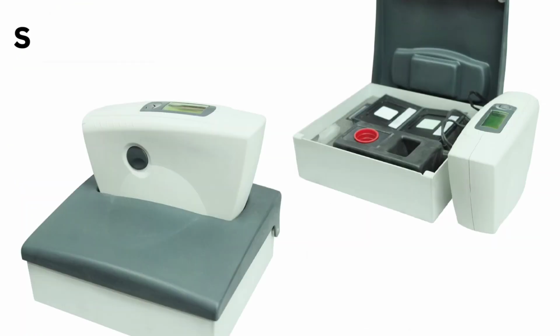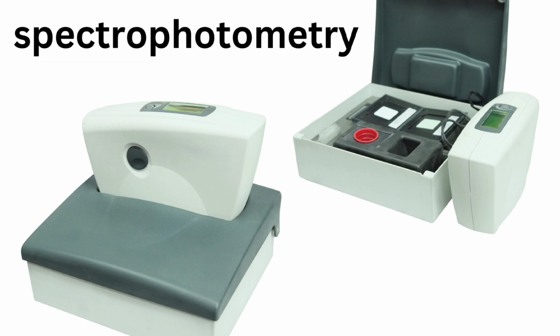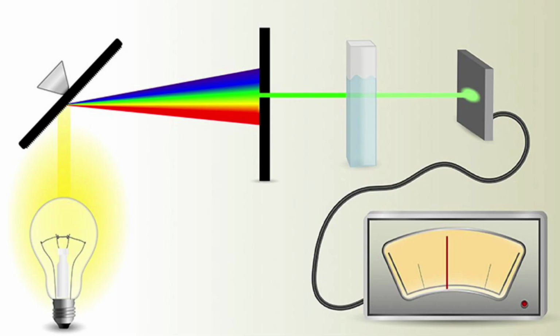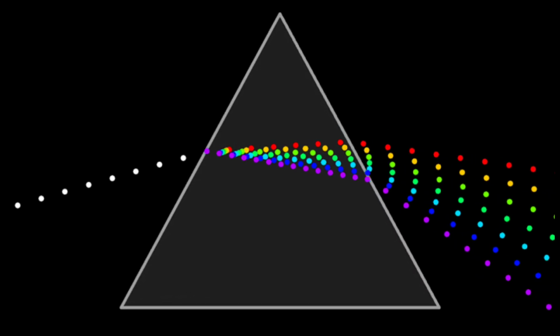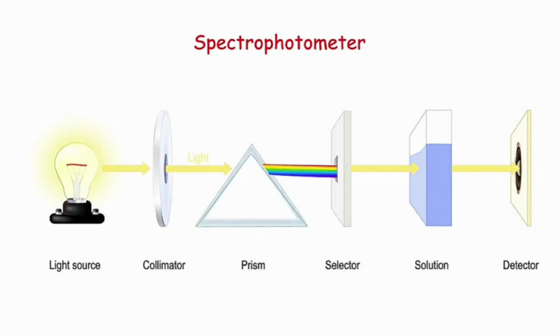Today, we are going to talk about spectrophotometry. The method of measuring light absorption by a particular substance is called spectrophotometry, and the instrument used is called a spectrophotometer. Each compound absorbs visible light of a certain range and wavelength.